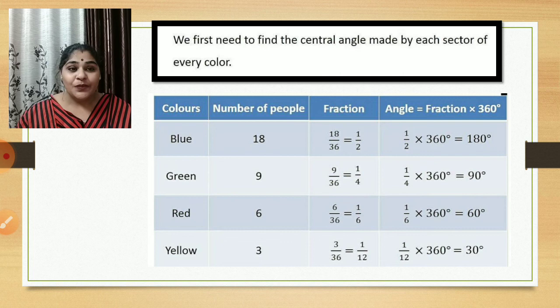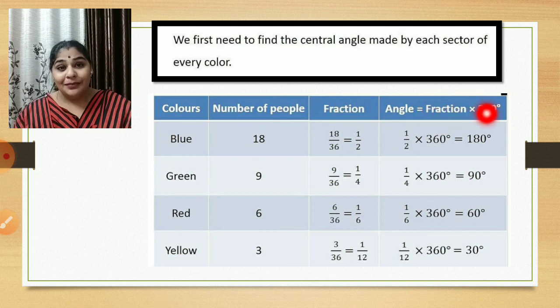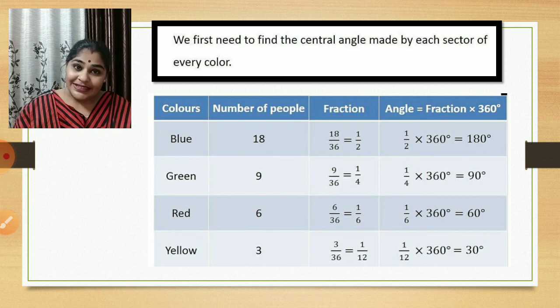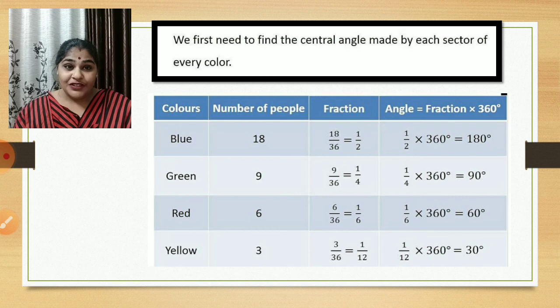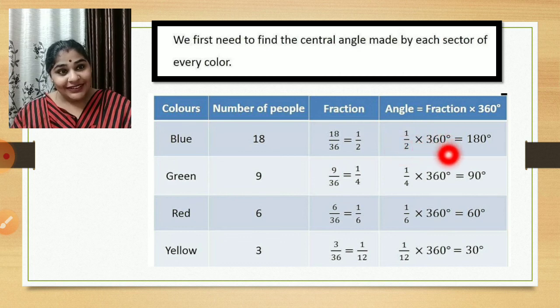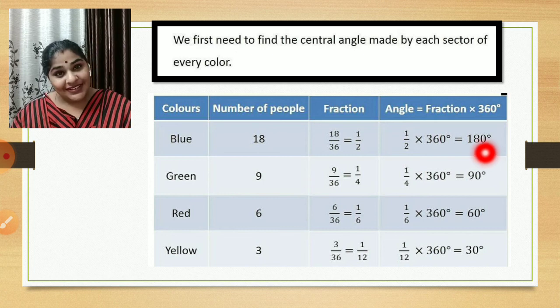Right? So these were the fractions, and now finally we will find out the central angle of each sector. The central angle, as I have already told, will be equal to the fraction multiplied by 360, since 360 is the total angle of a circle, right? So for the first one, blue color, it will be 1 upon 2 multiplied by 360, which is half of 360, and we know it is 180 degrees.